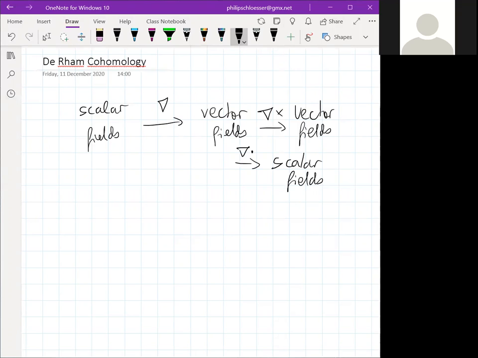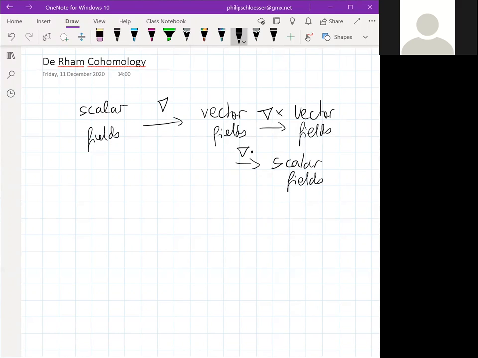So we have the gradient operator taking scalar fields to vector fields. Then we have the curl taking vector fields to vector fields. And then we have the divergence taking vector fields to scalar fields. What we discovered is that on one hand, the curl of a gradient field is 0. And on the other hand, the divergence of a curl field is 0.